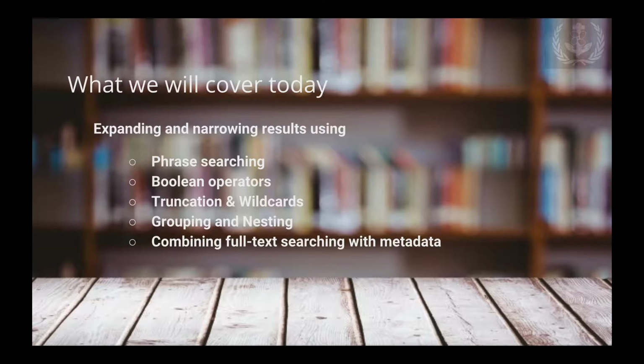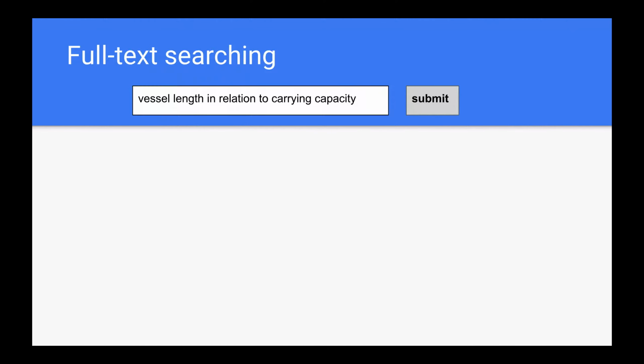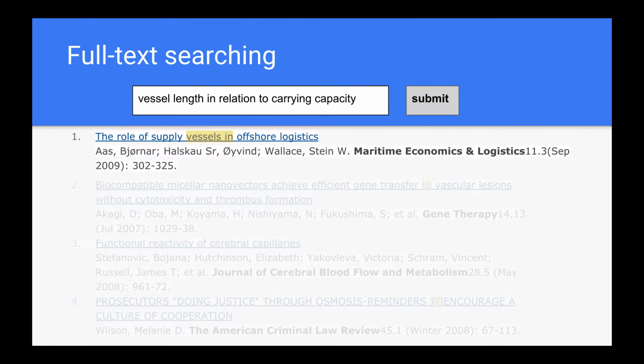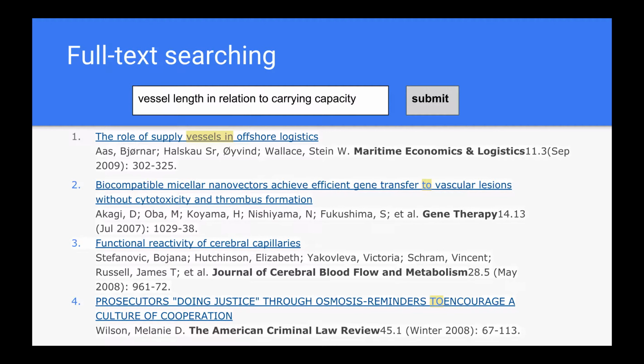The student wanted what appeared to be simple enough: to find articles discussing a vessel's length in relation to its carrying capacity. The first hit looks like it has good potential, but look at the next three. Number 2 and 3 refer to the carrying capacity of blood vessels in some context or other. The fourth one must have the words we search for somewhere in the text, but it isn't obvious from the results. But we can see it has no relevance to our topic.